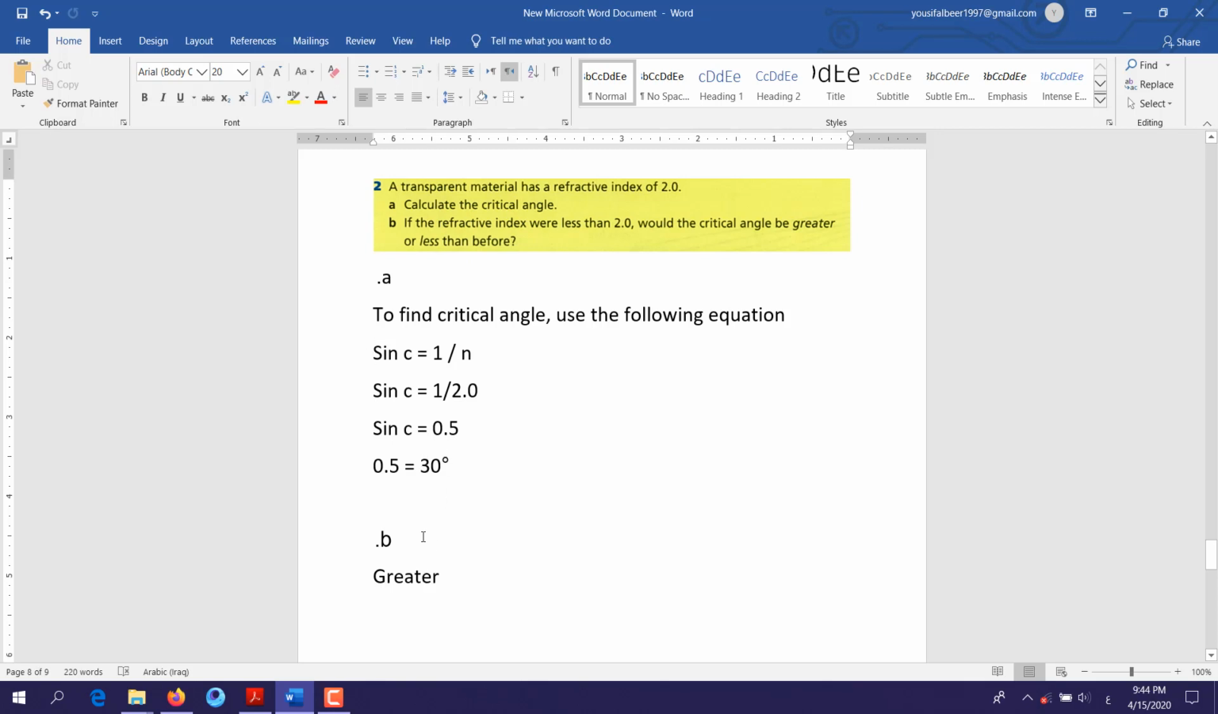You can prove it mathematically. For example, instead of 2, let's use a smaller number, for example, 1. If you replace this 2 by 1, your equation will be 1 over 1, which is equal to 1. And the angle whose sine is 1 is 90 degrees.